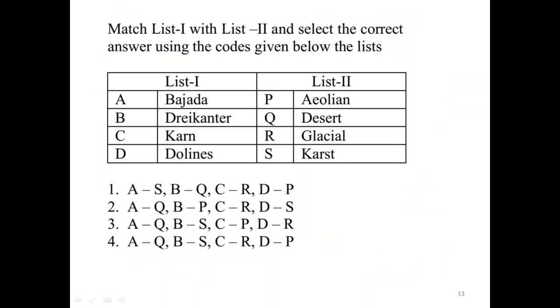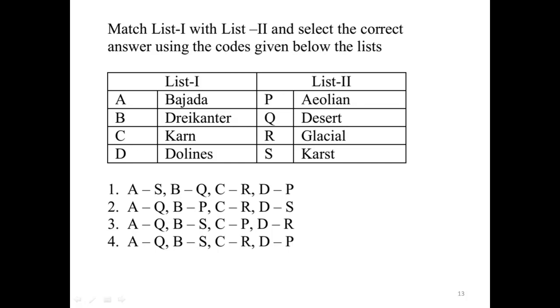Again, match the following. Here we have Bajada, Dreikanter, Karn, Dolines, and we have Aeolian, Desert, Glacial, and Karst. So what do we understand from over here? That we have to match the process by which these landforms are formed. Let us look at them one by one. So, what about Bajada?